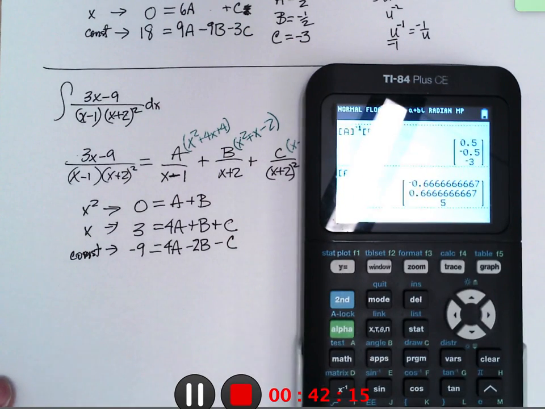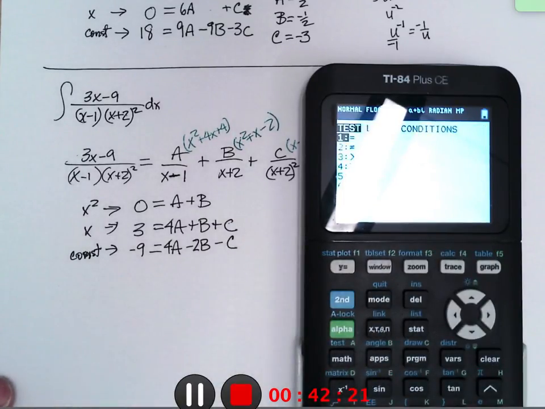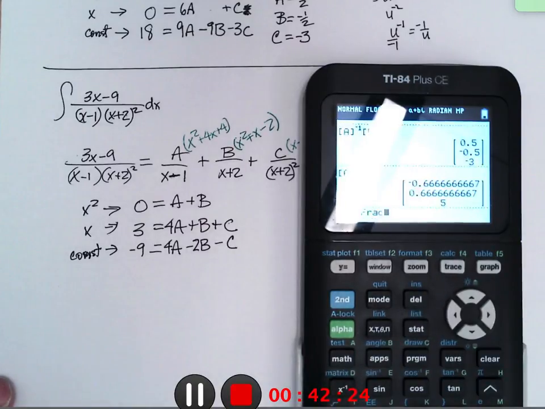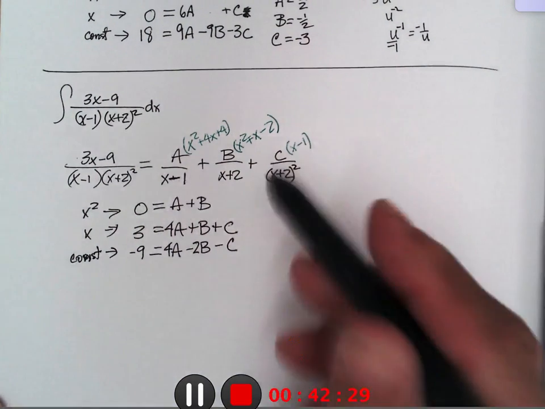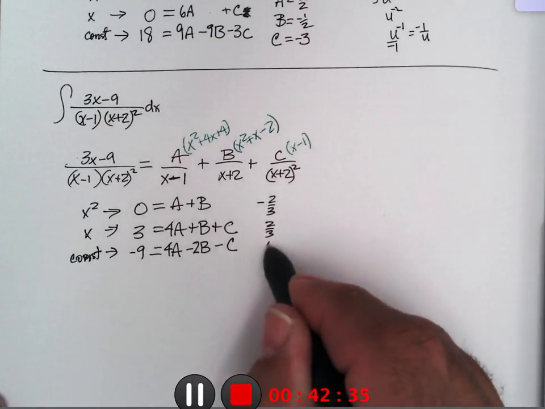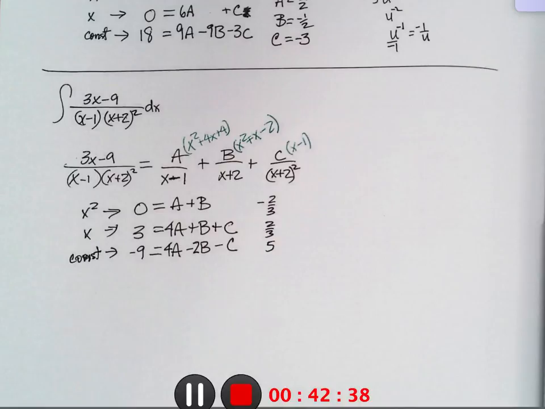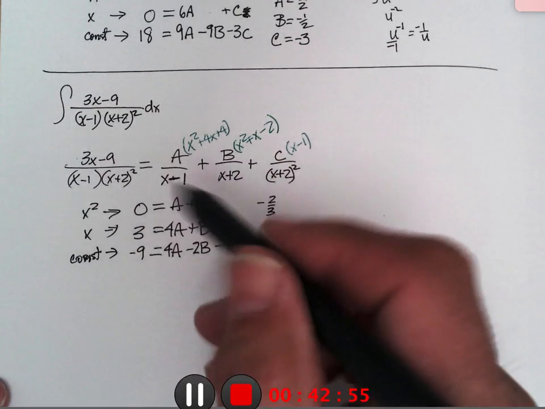If I don't like the looks of those, I can see what they are in fractions. Not second math, but math. Enter, enter. Negative 2/3, 2/3, and 5. Let me check and make sure I got that right. Yes, I did. That's correct. So, this becomes the integral of these dx.